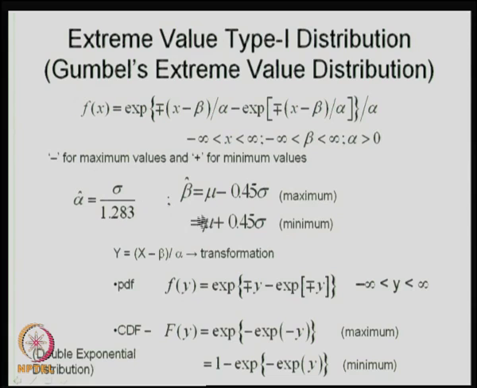So, when we consider the CDF, you get F of y is equal to exponential of minus e to the power minus y. This is a convenient form to use for maximum values, and for the minimum values it comes out to be 1 minus exponential of minus e to the power y. As you can see, it can be written as e to the power minus e to the power minus y. So, this is called the double exponential distribution. When we use the transformation y equal to x minus beta over alpha, the CDF comes out in an elegant form, e to the power minus e to the power minus y, for the maximum values.